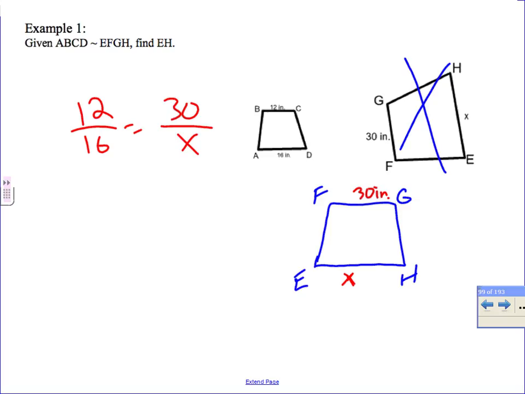Okay, so use cross product and solve. We get 12x equals 480. What's x? So how many inches, Briar? Good. 40 inches is the measurement of side x.